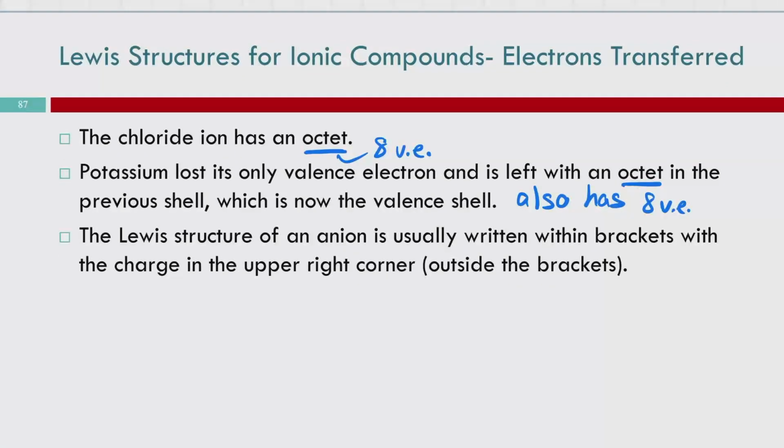And again, the Lewis structure of the anion, which was the chlorine, gets written with brackets around it and the charge in the upper right corner outside the brackets. This is for any ion, not just if it's a monoatomic like chloride.